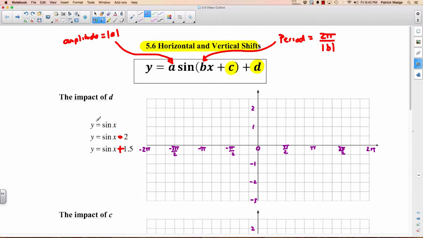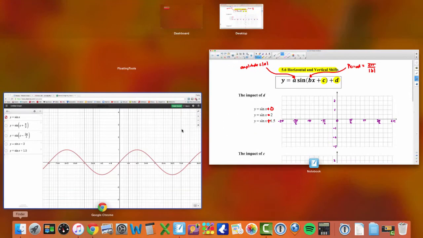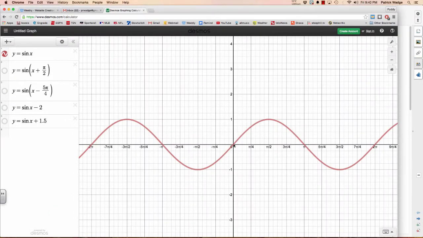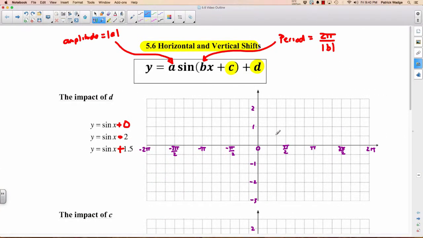What's the D value in this one? This is the mother function that we've been looking at over and over. It is plus 0. There is no D value. So we're going to start by drawing that one. We've drawn it a whole bunch of times already. Here's a quick look at it if you don't remember. It goes through 0, 0, then up to 1, down to 0, down to negative 1, up to 0, etc. Same over here, except it goes down first, then up. So we'll join all of that together, and this is the y equals sine x graph.